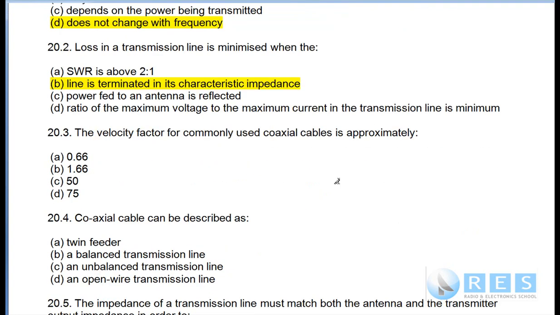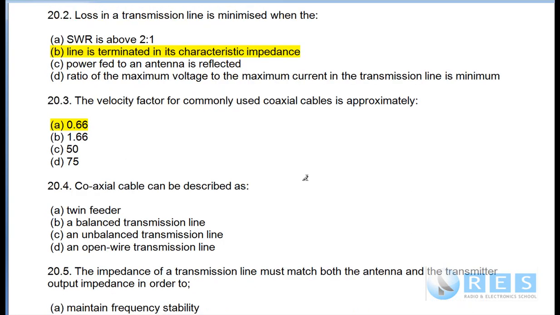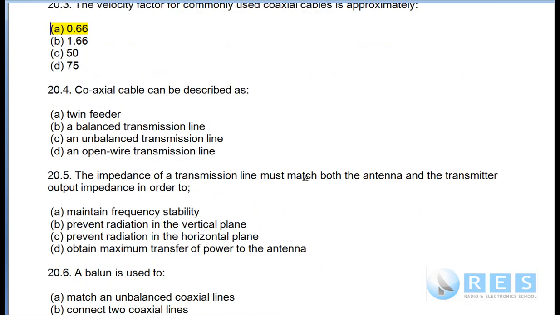20.3, and this is the only velocity factor you're going to have to know. The velocity factor for commonly used coaxial cables is approximately 0.66. 20.4, coaxial cable can be described as an unbalanced transmission line. I'm not commenting on the others unless they're close enough to the right answer to confuse you.